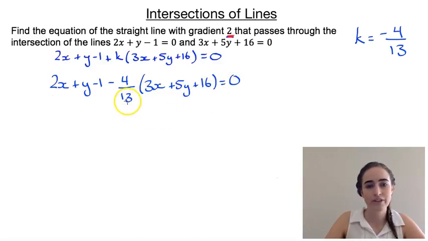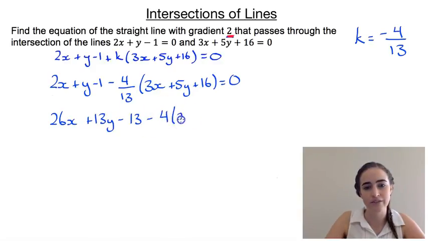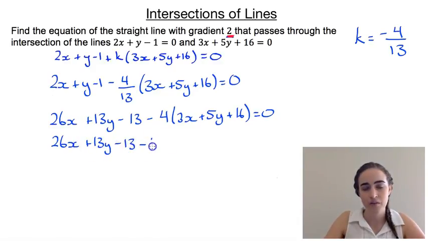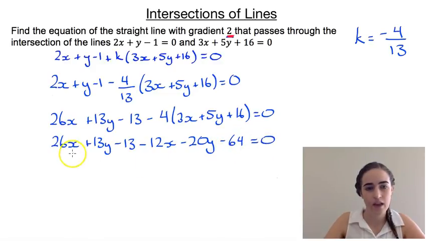So we're going to multiply everything by 13. So 2 times 13 would be 26x plus 13y minus 13. We've still got our minus 4 outside of 3x plus 5y plus 16 is equal to 0. So then we'll leave the front bit and we'll expand out this bracket here. So we'll have 26x plus 13y minus 13 minus 12x minus 20y minus 64 is equal to 0. And then collect like terms.